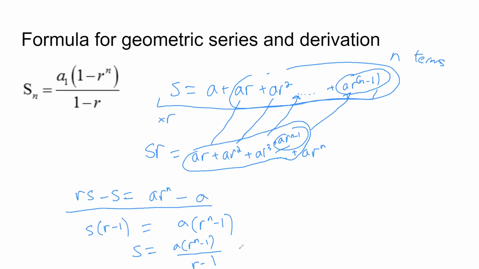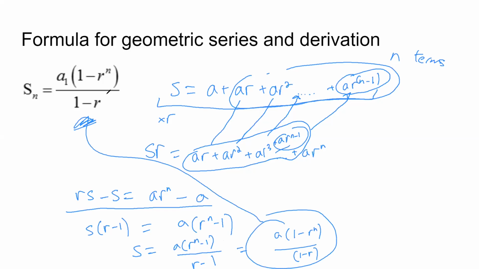And we can reorder this, multiply top and bottom by negative 1. So instead of R to the n minus 1, we can have 1 minus R to the n. And on the bottom, we'll have 1 minus R. And this is where our equation for a geometric series comes from.